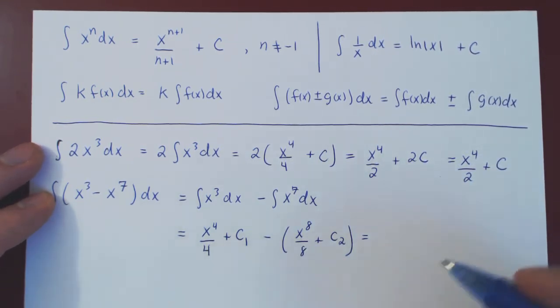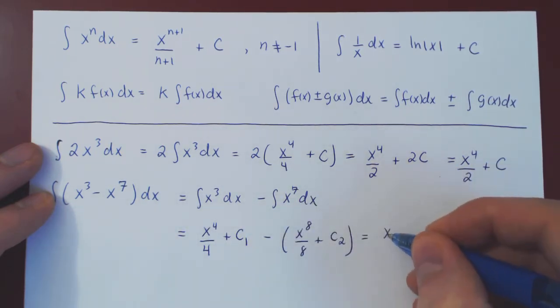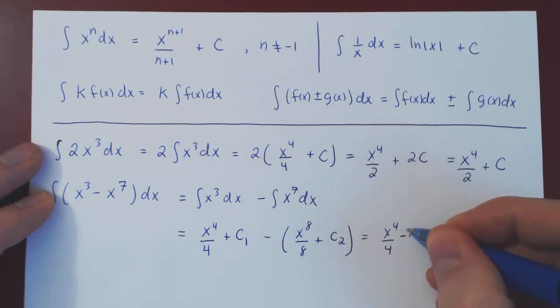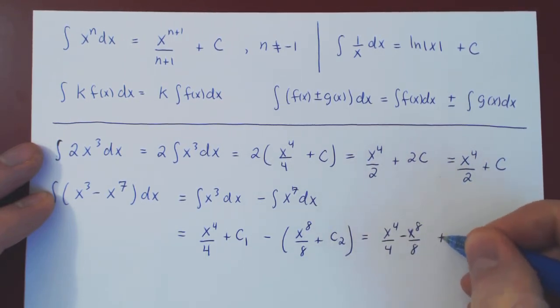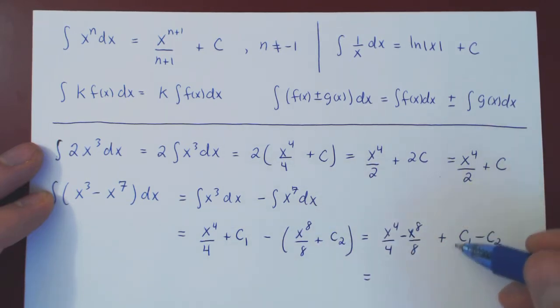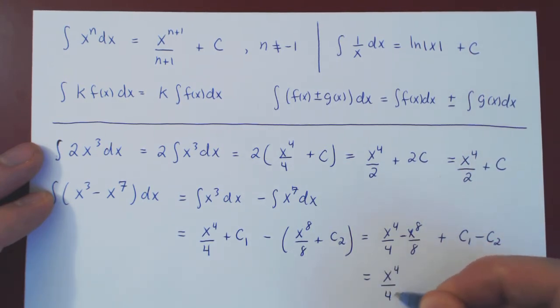So if we look at what we have here, we have x to the 4 over 4 minus x to the 8 over 8 plus, and look at the arbitrary constant, c1 minus c2. But if you think about it, c1 is an arbitrary constant, c2 is an arbitrary constant. Therefore, a difference of arbitrary constants is also an arbitrary constant. So we'll just replace both of these by plus c. So we have x to the 4 over 4 minus x to the 8 over 8 plus some arbitrary constant.